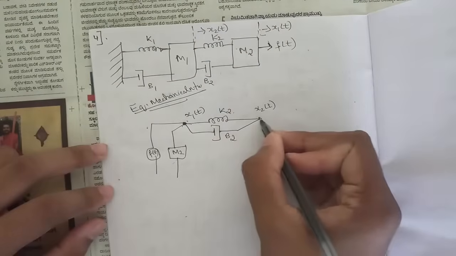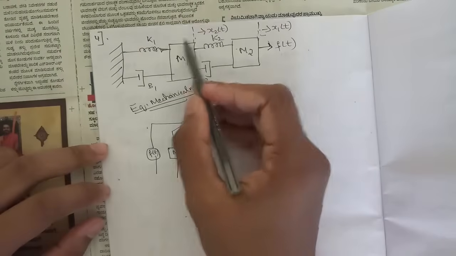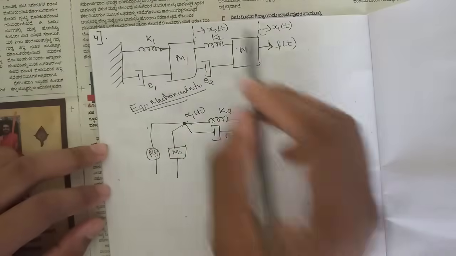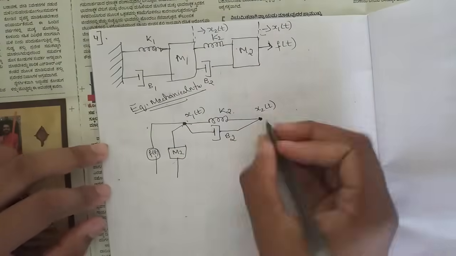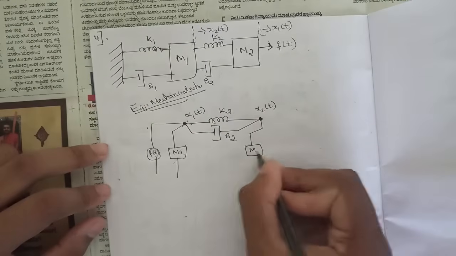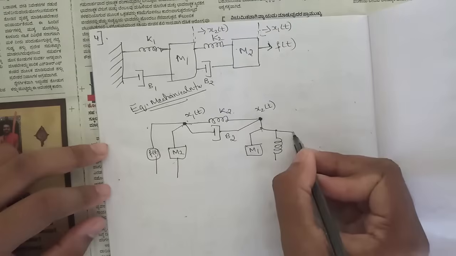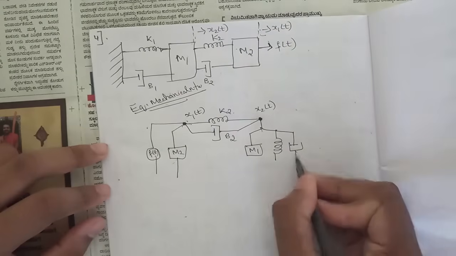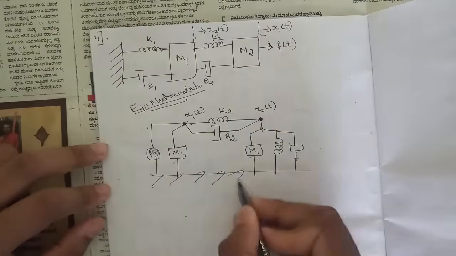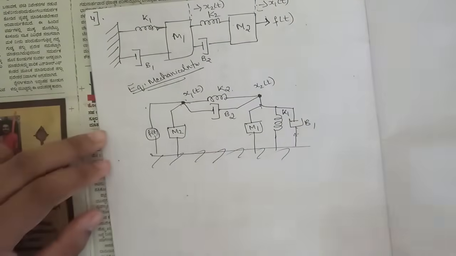Now consider the second node, that is x2 of t. What are all the components left out here? M1, K1 and B1. All of these are acquiring the displacement x2 of t. So all these three would be along the node x2 of t only, M1, K1 as well as B1. So this is your equivalent mechanical system.